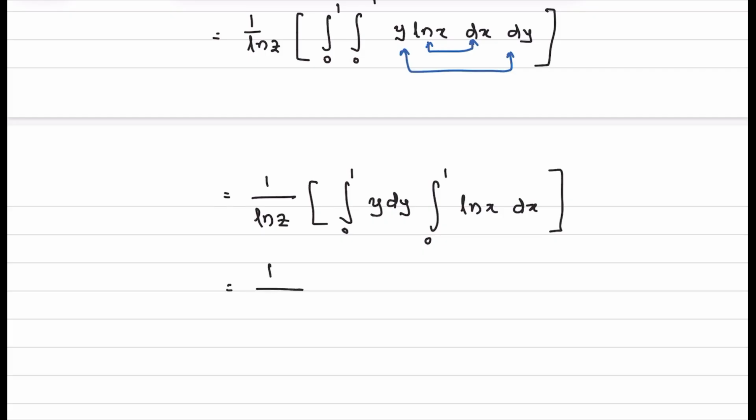That is equal to 1 by ln z into y dy, which is y square by 2, from 0 to 1, into what is the integral of ln x? Just check up. Please write.